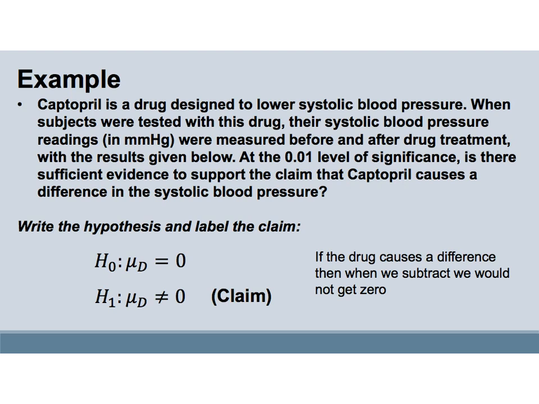It wanted to know, is there sufficient evidence to support the claim that Capitril causes a difference? Well, remember from one of the examples in chapter 8, if it's talking about does it cause a difference, that's not equal to. So you put under the alternative that mu d is not equal to 0, that's the claim. The opposite of it is equal to.